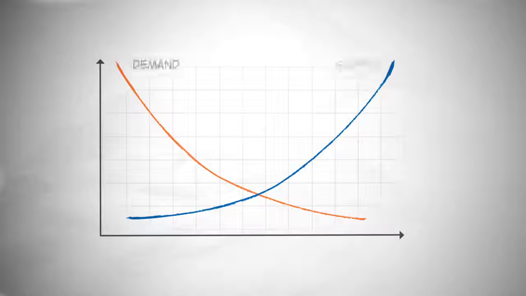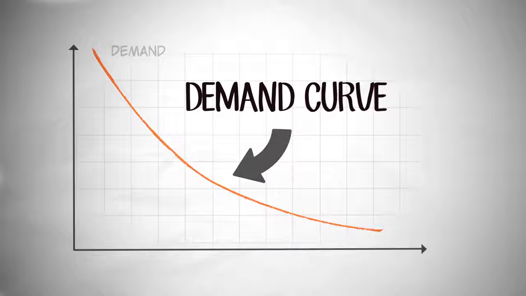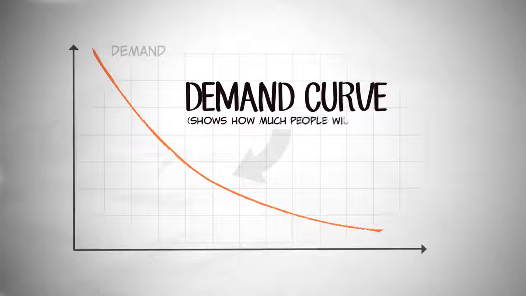Supply and demand are fundamental concepts in economics. Usually, they're represented by a graph like this. So what does this mean? Well, let's start with the demand curve. In short, a demand curve shows how much of a good people will want at different prices.